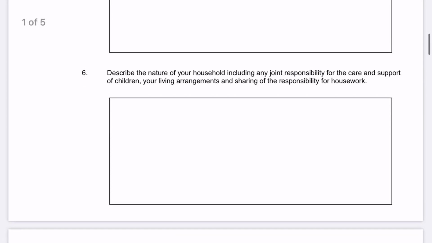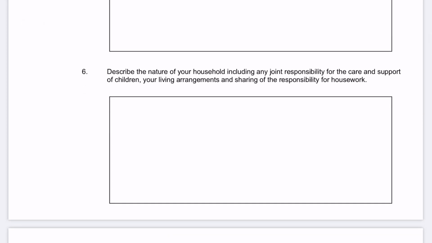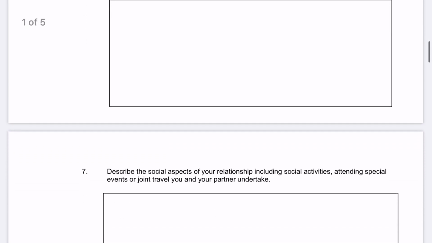Number 6, describe the nature of your household, including any joint responsibility for the care and support of children, your living arrangement, and sharing of responsibility of housework. Okay, some more details, but write it neatly.